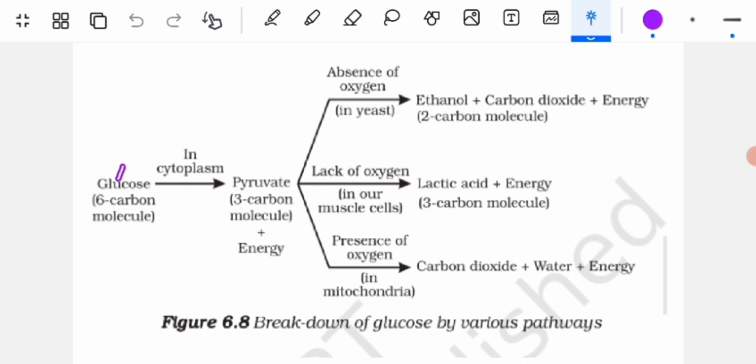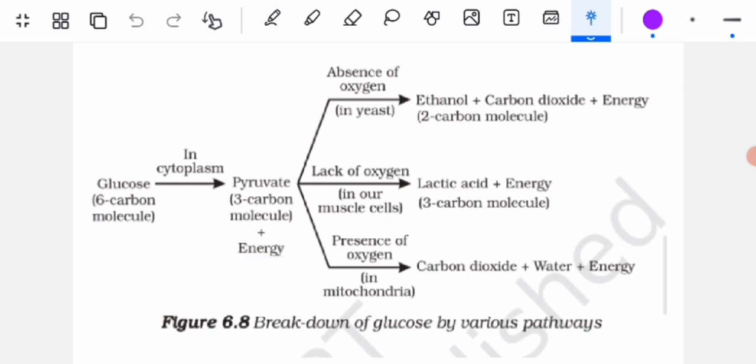Okay. Glucose is converted into pyruvate, which is a 3 carbon molecule, 2 times of pyruvate, because 6 होना चाहिए, means क्या होना चाहिए? 3 plus 3 होना चाहिए ना. So 2 times of pyruvate will be generated. Where is it generated? In cytoplasm. And is there any release of energy? Yes, a small amount of energy is also released.